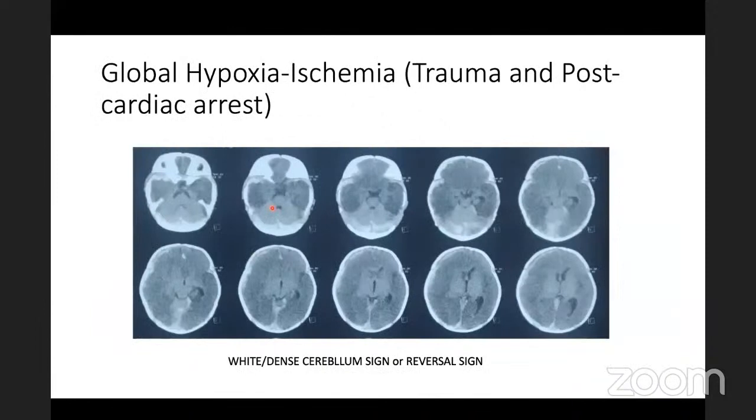But what if we have global hypoxia? I have discussed focal hypoxia and ischemia in all these previous slides. But when there is global hypoxia, when there is less blood flow everywhere, this is a child with trauma and post-traumatic cardiac arrest. You can see that the whole brain is hypodense and the cerebellum is a little hyperdense. Normally, this does not happen. The cerebellum, compared to the rest of the brain, is a little less dense. So when the reversal happens, it is called the reversal sign, or the white cerebellum or the dense cerebellum sign.